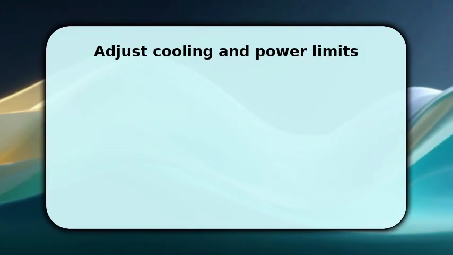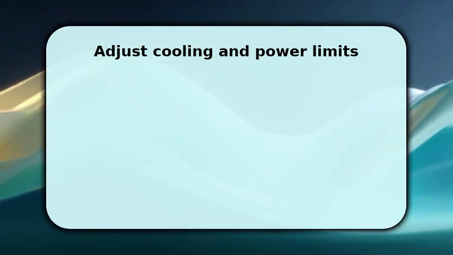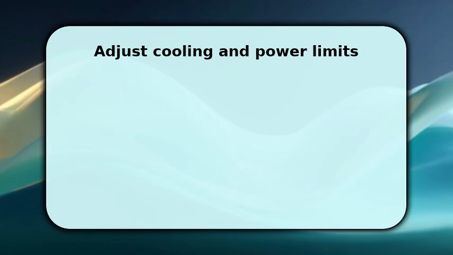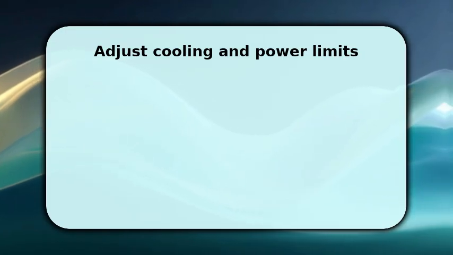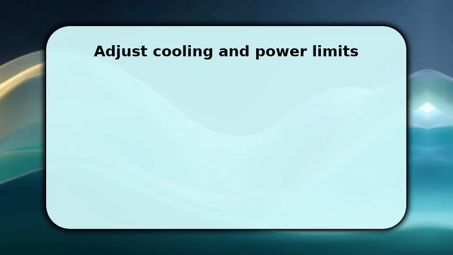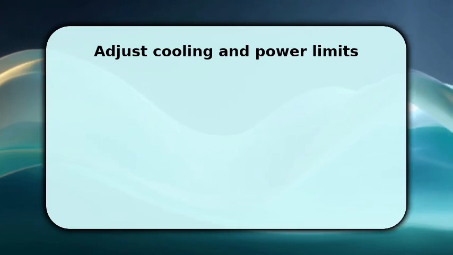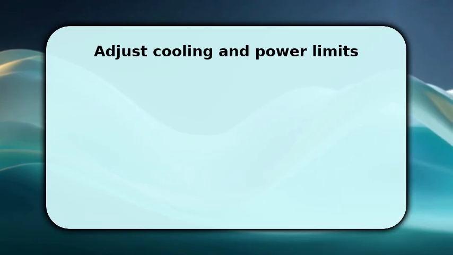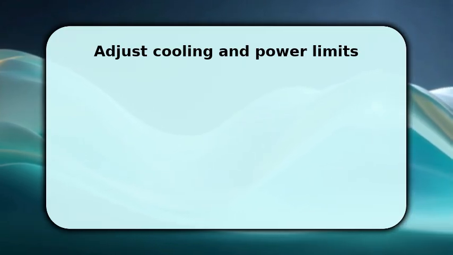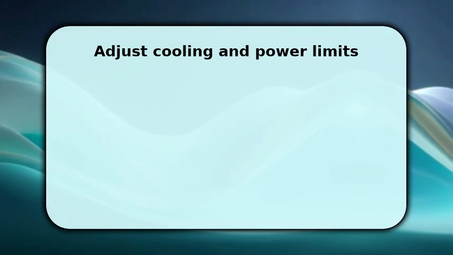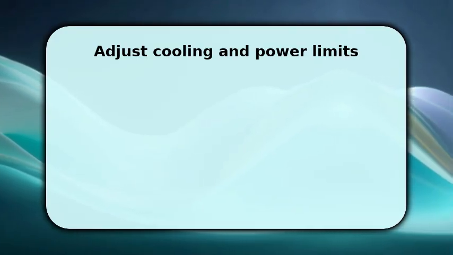Next, address heat and thermal throttling directly. Open the vendor utility and set a steeper fan curve so fans ramp earlier. You will accept more noise for consistent clocks. Then raise the GPU power limit by a modest amount, 5 to 15%, and run a stress test while watching temps and clocks. Make incremental changes, not big jumps.